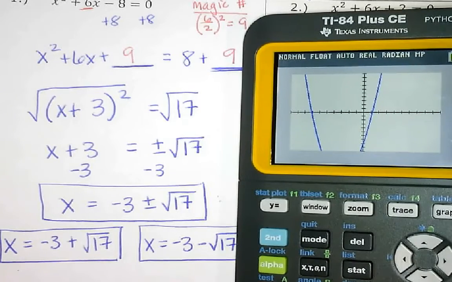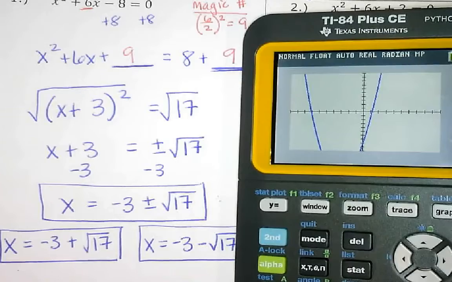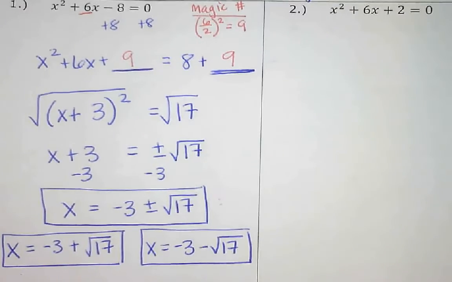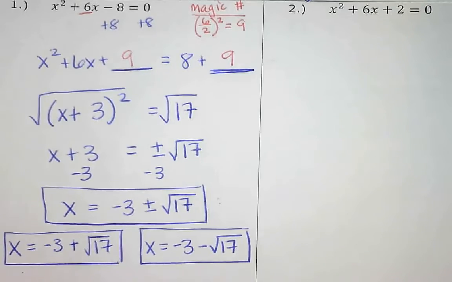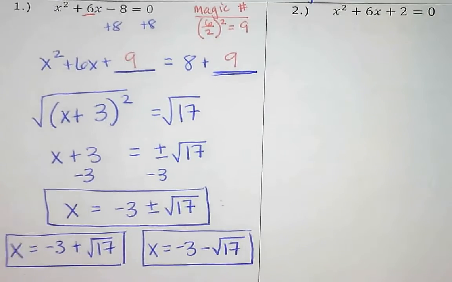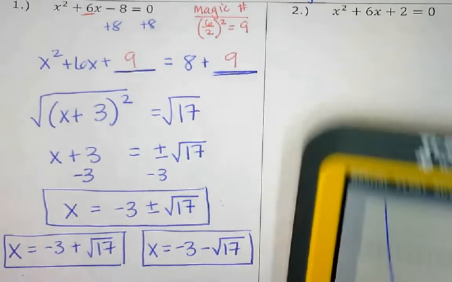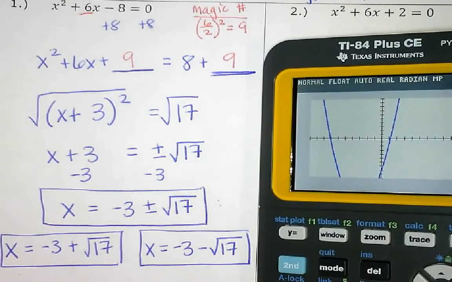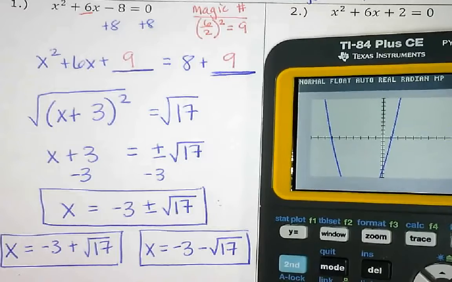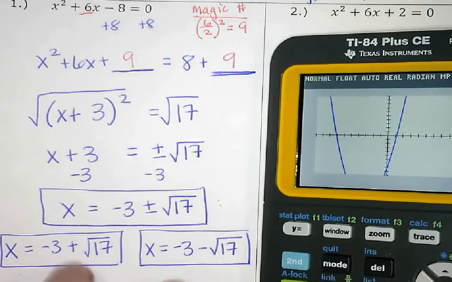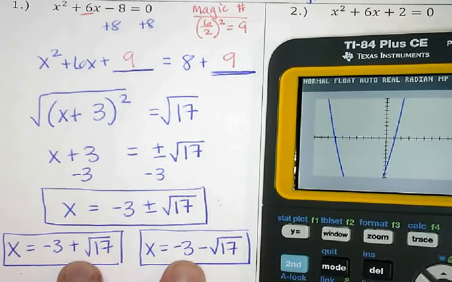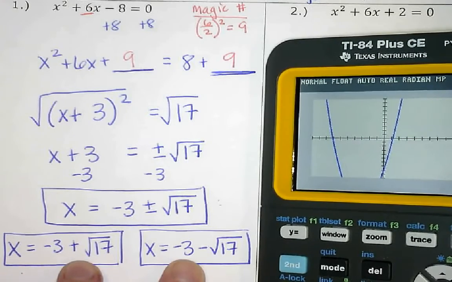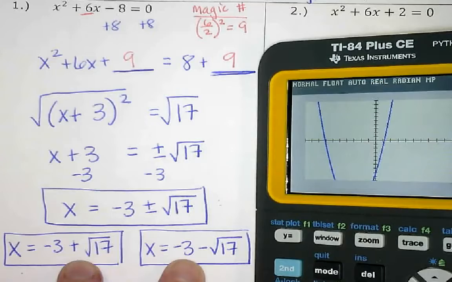So how do you guys feel about this method? Ish? All right, we're going to keep going. Now here's the thing, Miss Humanek, why would I ever do this if I can just calculate my zeros on my calculator? Well, guys, sometimes your answer choices are going to be in radical form. They're going to have those square roots in there, so you're going to have to be able to recognize it when it's a square root. Does that make sense, guys?